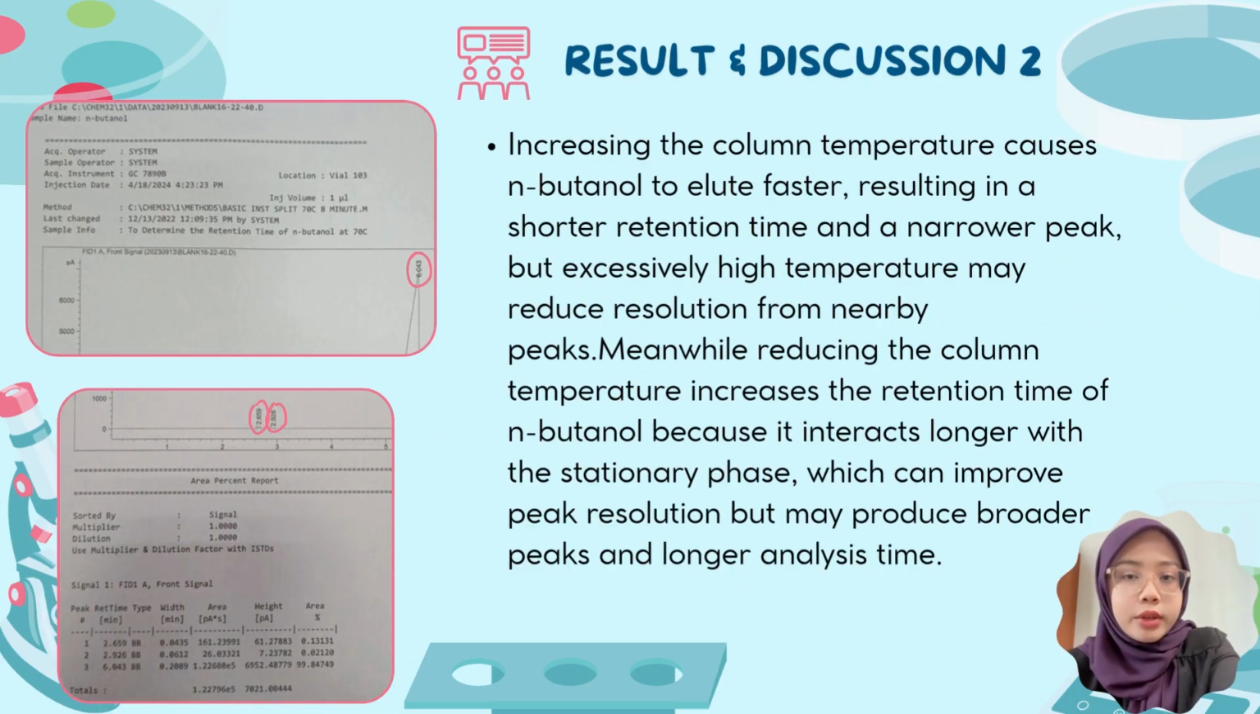What happened when we increased and decreased the temperature? When we increase the column temperature, it makes N-butanol elute faster, giving a shorter retention time and narrower peaks, but may reduce resolution. However, when we lower the temperature, it increases retention time, improving resolution, but results in broader peaks and longer analysis time. That's all from me.